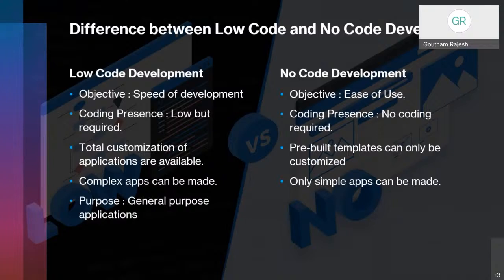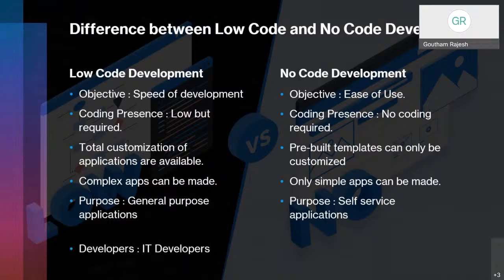For example, if we want to make an application that tracks support tickets in a community, then we will be using local development platforms in order to make this application. But if we want to make an application that is controlling our personal workflows, suppose I need to make a to-do app to maintain all my workflow, then I will just be using a self-service application. So that's the purpose of no-code development.